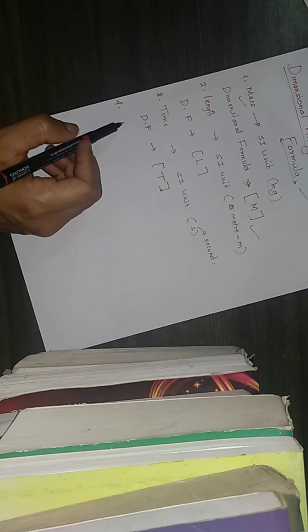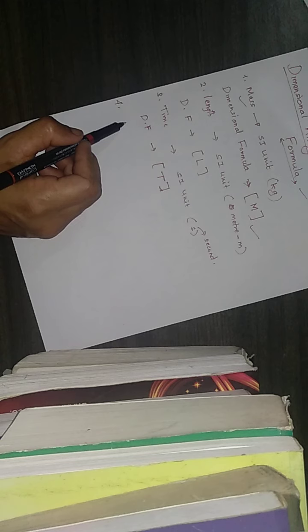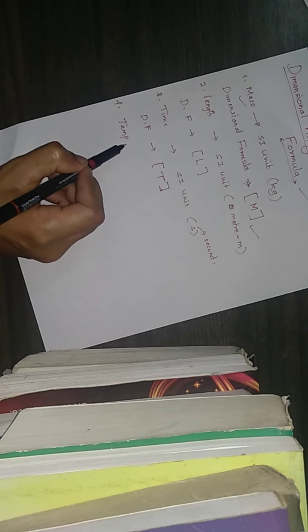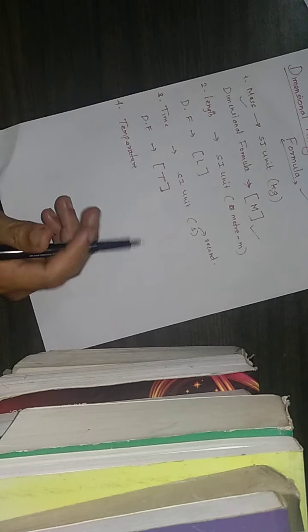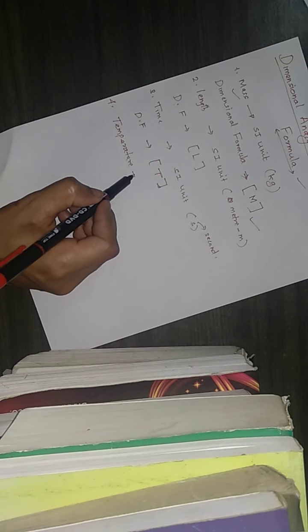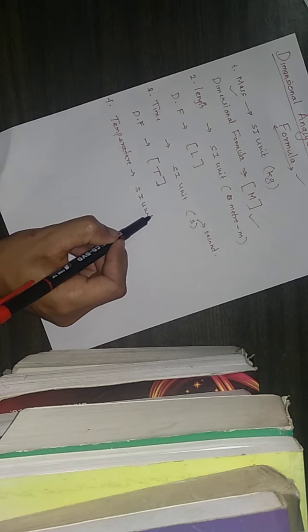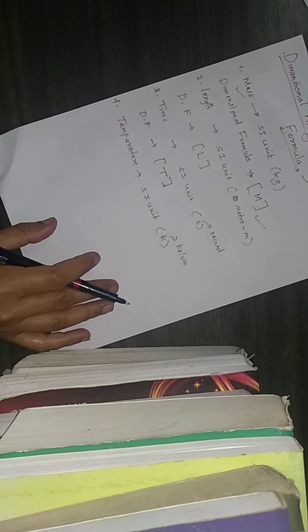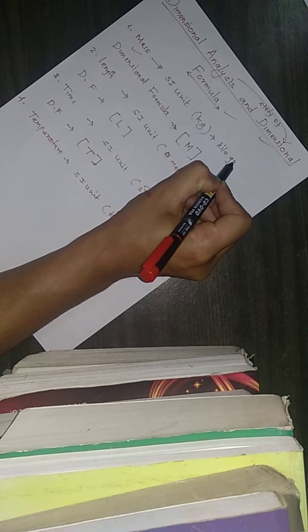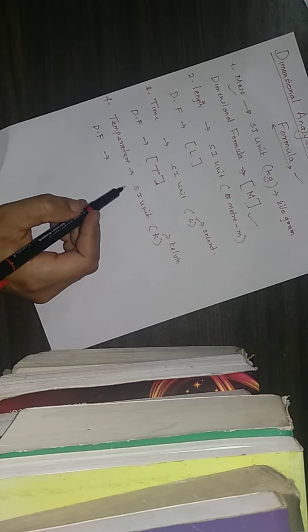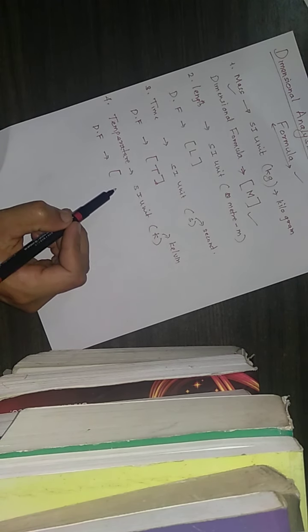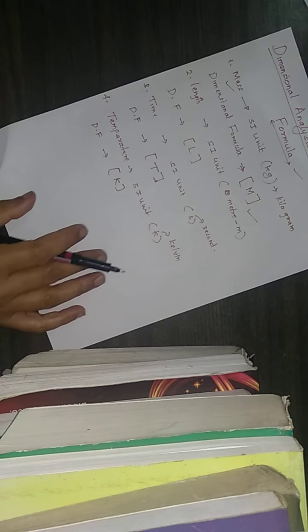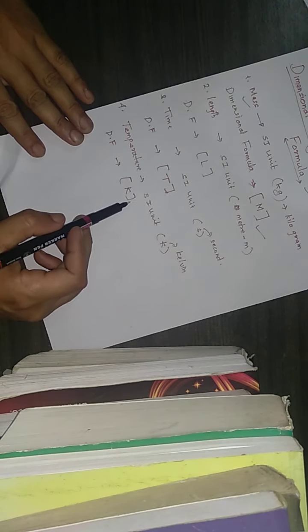Number 4, let us say, is temperature. The order can be anything. The SI unit of temperature is Kelvin. The dimensional formula for temperature will not be T, because T is already taken, so for Kelvin it is K. Its dimensional formula will be K.